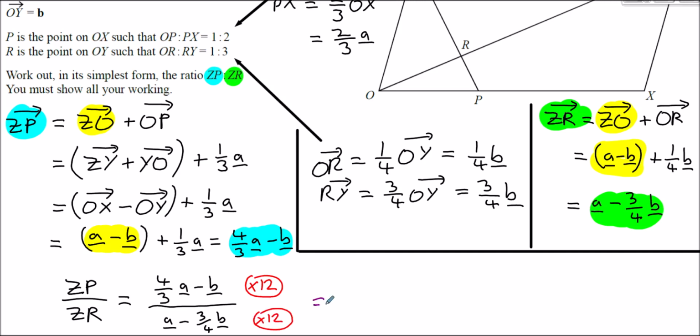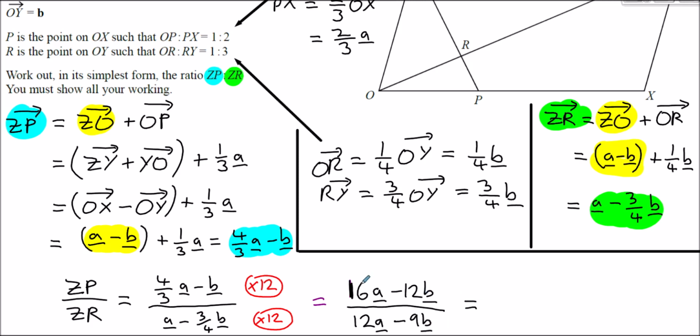So if I do that, 4 thirds times 12, use your calculator if you want to, that gives us 16. So that becomes 16a, changed to purple for some bizarre reason, apologies. 16a minus b times 12 is minus 12b. And here, a times 12 gives us 12a, and 3/4 of 12 is 9. So minus 3/4 b becomes minus 9b.